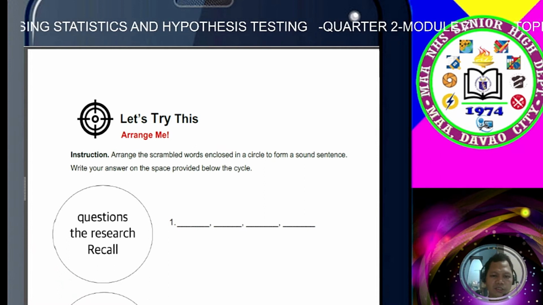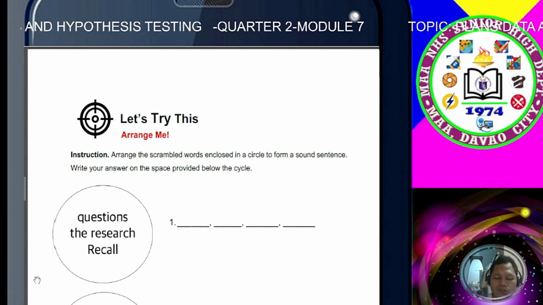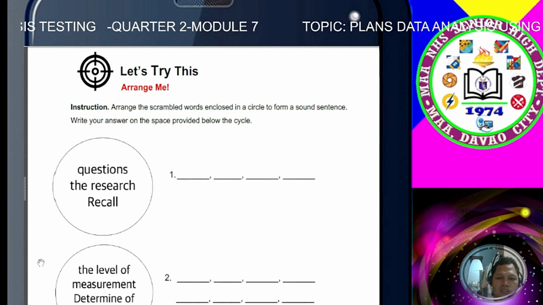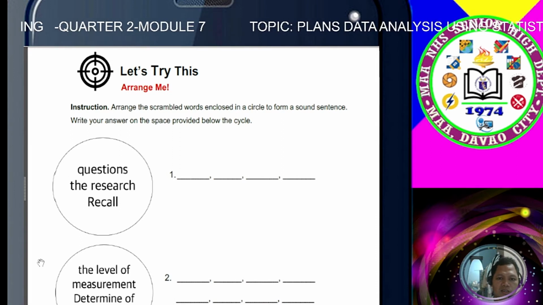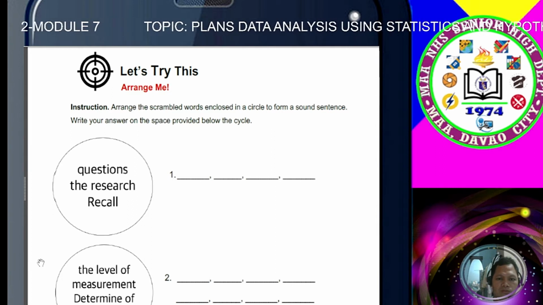Let's have some warm-up activities. Let's try this. Arrange the scrambled words enclosed in a circle to form a sound sentence. Write your answer on the space provided below the circle. Number 1, what do you think is the answer?